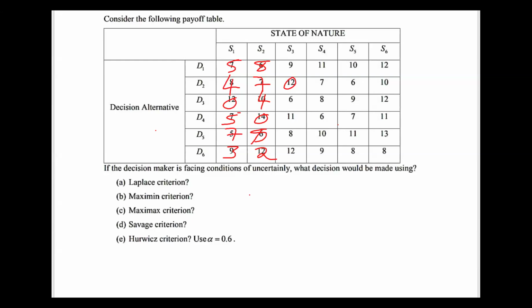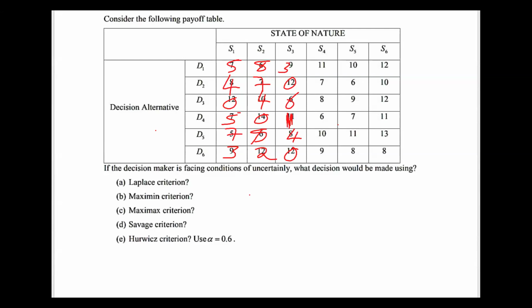12 minus 6 should be 6. 12 minus 11 is 1. 12 minus 8 is 4. And 12 minus 12 is 0. And here it is 3. Hope you're following and you're not getting lost. Regardless of how the states of nature are put, if they are put in rows, please do the same. The message is move along the states of nature.